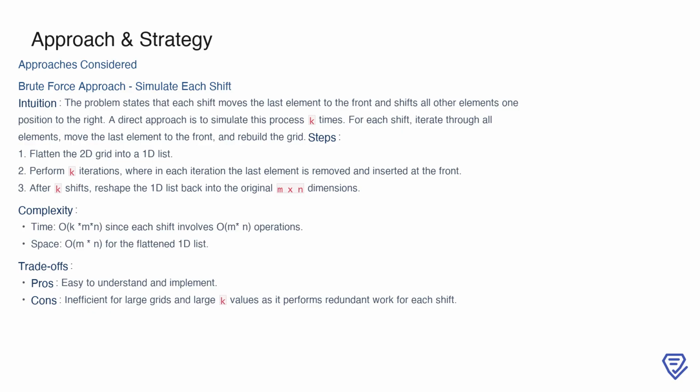dimensions. While this approach is easy to understand and implement, it has a major drawback. The time complexity is k*m*n, as we need to process every element during each of the k shifts. This makes the approach inefficient for large grids or when the number of shifts is substantial. Additionally, the method requires m*n space for the flattened list, which may not be ideal for memory-constrained applications.